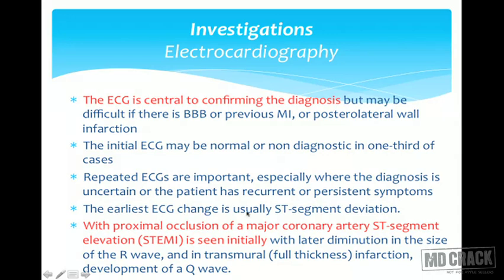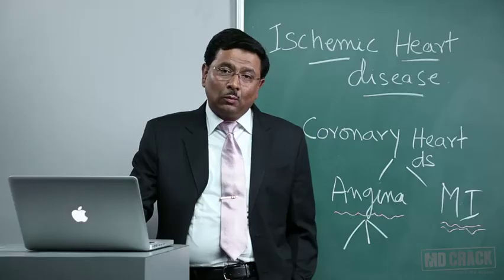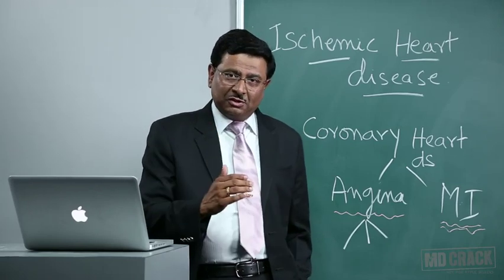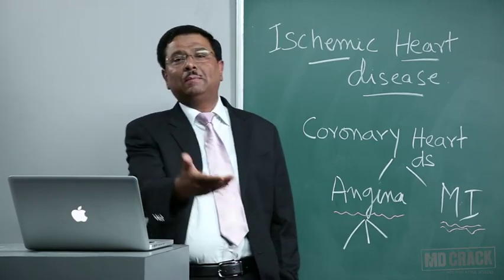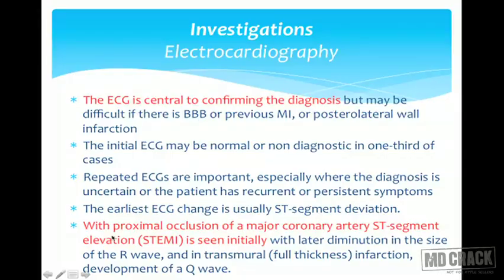The earliest ECG change is usually an ST segment deviation. Please remember this very important point. The earliest change which you will get in an ECG in case of myocardial infarction is an ST segment deviation. Now why am I saying deviation? Because this could be elevation or depression. Let's see in which conditions you see depression and in which condition you see elevation. With proximal occlusion of a major coronary artery, ST segment elevation is seen initially, with later diminution in the size of the R wave and, in transmural or full thickness infarction, later on you can get a Q wave.